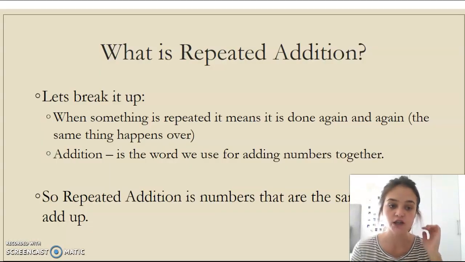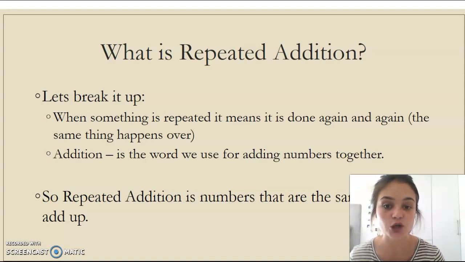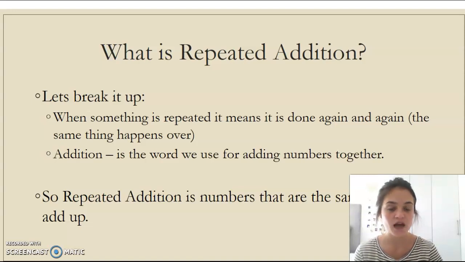If we look at the word repeated addition and we look at what repeated means, when something is repeated, it means it is done again and again. So the same thing happens over and over. And addition is the word we use when we add numbers together. So if we put it together, it's numbers that are the same that we add up. So the same numbers are repeated and then we add them up.